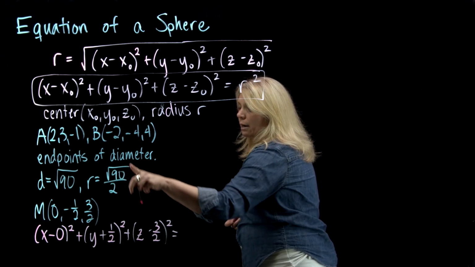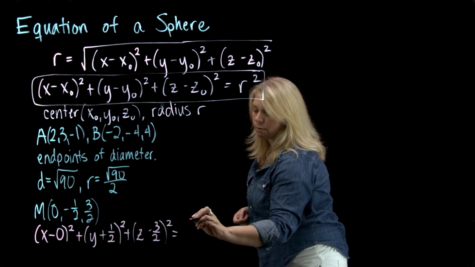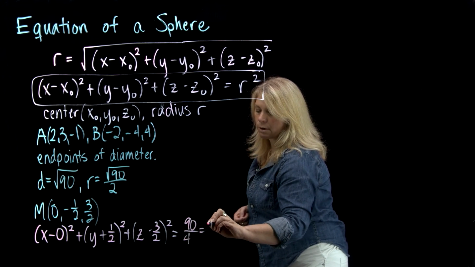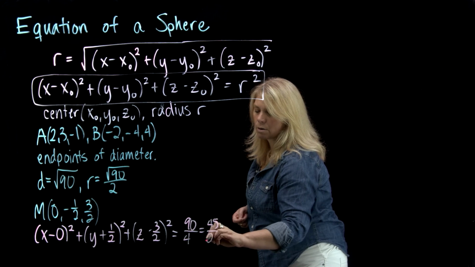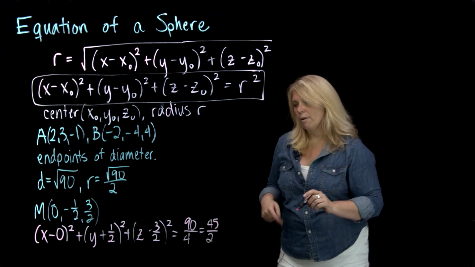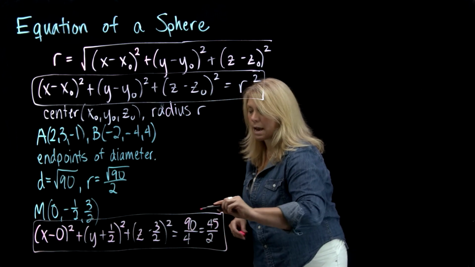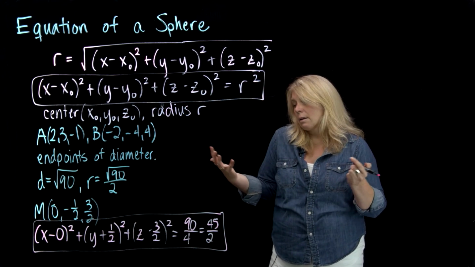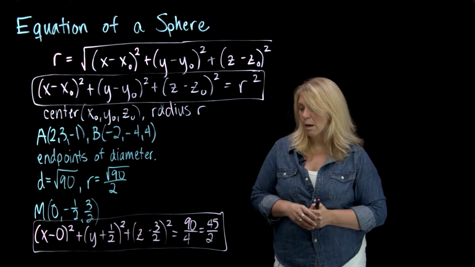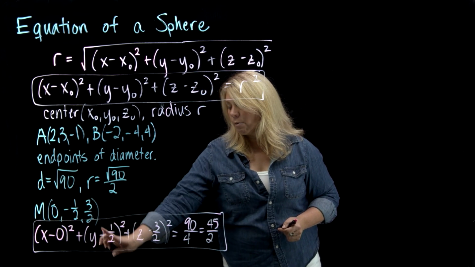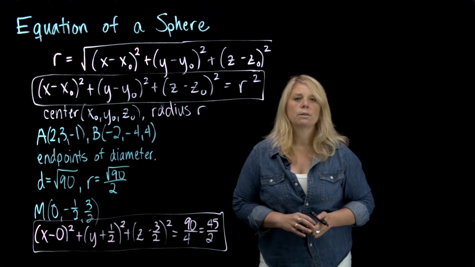So when I square this whole thing, I'll get 90 over 4, or I can reduce that and write that as 45 over 2, or 22.5, if you prefer. All right, so there is the equation of the sphere. You can tidy that up a little bit if you want. It's not completely necessary, but if you like to do some algebra, you can do that. You could rewrite this part as just x squared. And then if you wanted to FOIL these parts out, you can do that as well.